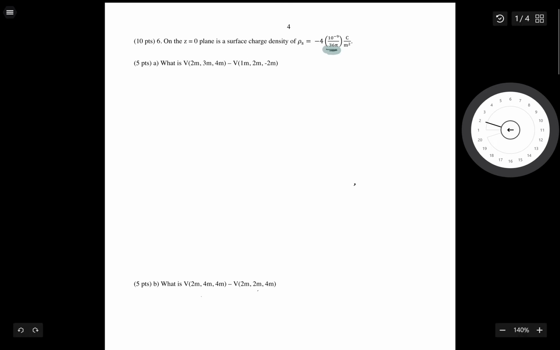In this video, I will be demonstrating how to solve a potential difference problem. We have an infinite plane of charge, rho S, given on the z equals 0 plane, and we have been asked to find the potential difference of moving our charge from this point to this point.